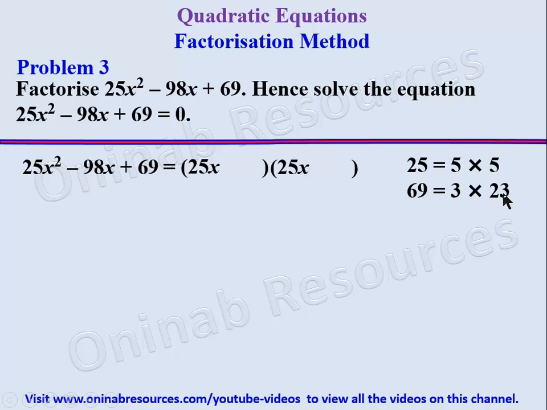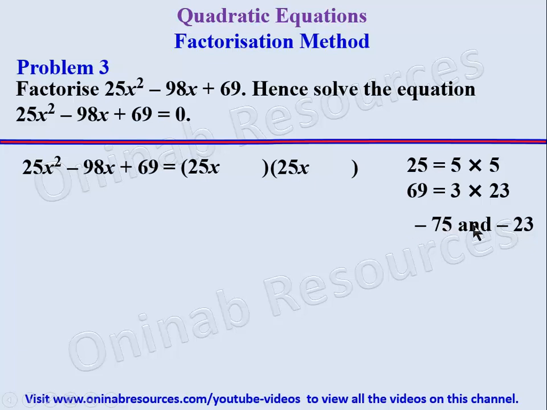That's very good. Now the factors of the numbers we are looking for are positive. 25 is positive, 69 is positive. So which means the two factors we are looking for are negative. And when we add them, they will give us negative 98. Now 5 times 5 is 25, times 3 will give us 75. 75 and 23 will give us 98. Wow, we are there. So the factors are negative 75 and negative 23.